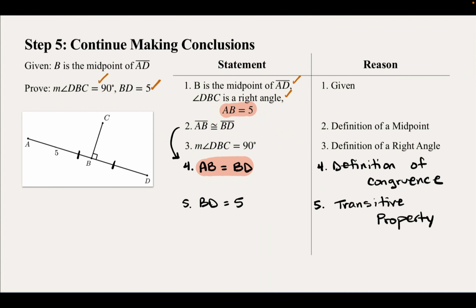So overall, for a proof, you start off with your picture. Then you're going to put all of your given information into your statement and reason chart. And you're going to go through each step that's given to you and determine what conclusion you can make from that. And then from there, keep building. Just keep going from each statement. What can I say about this? What can I say about this? Until you eventually reach whatever it is that you're trying to prove.